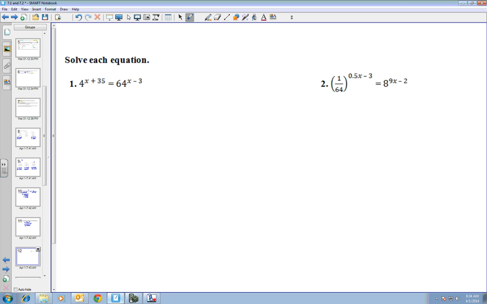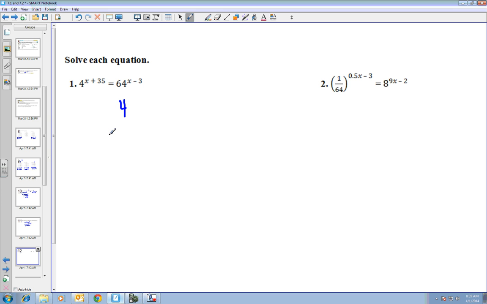So on worksheet 7.2, we're going to be solving exponential equations. Here are the rules when you're solving exponential equations. We want to rewrite both sides using the same base. First of all, I always start off with my smallest number. So my smallest number is 4. Is there any way I can write 64 as 4 to some power?